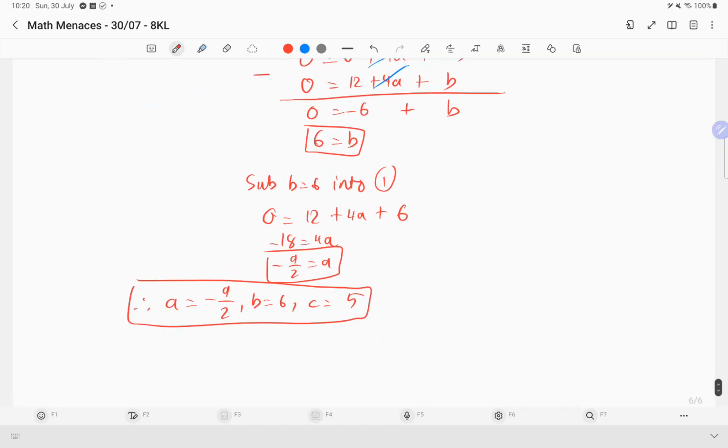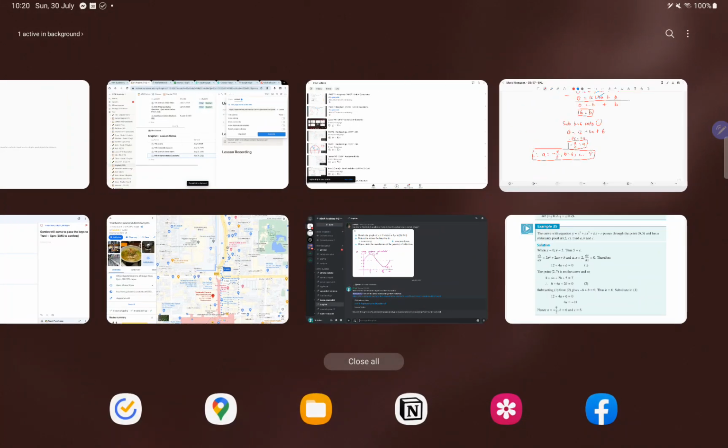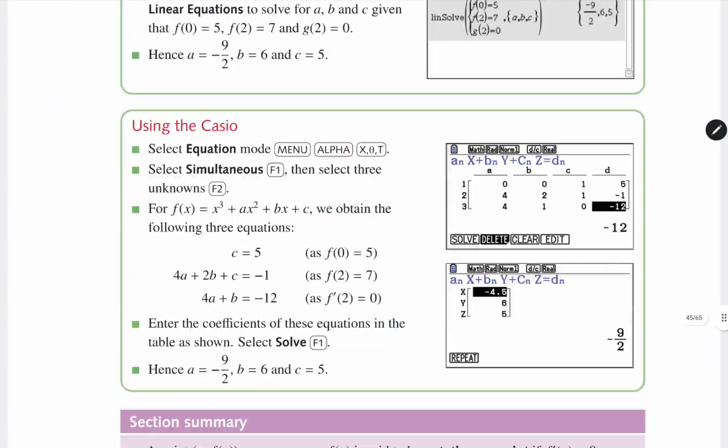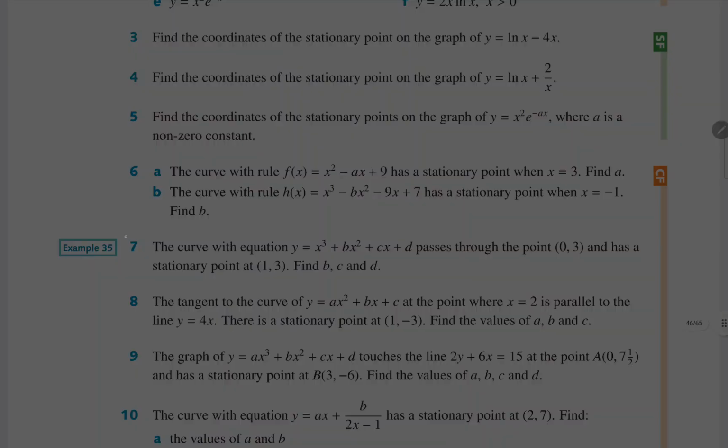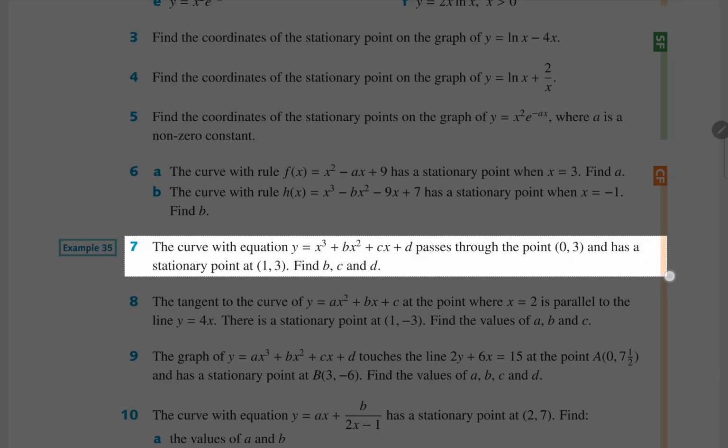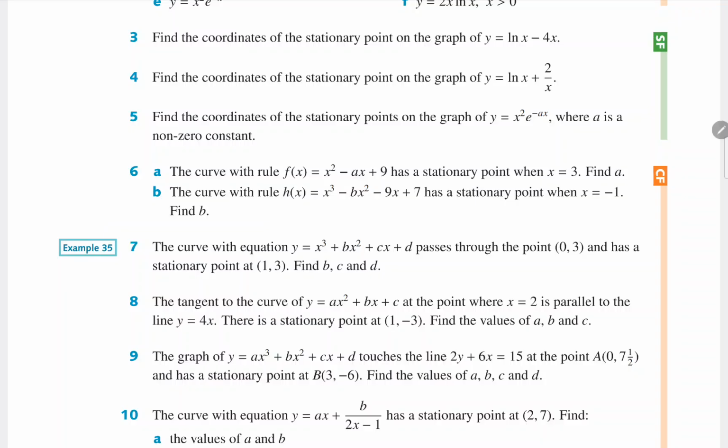Alright, let's try one question. One question, and we'll take a break, Charlie. Okay? Just one question. Just question 7. Alright, just the last one. Question 7, and then we'll take a break. And then we'll move on from this chapter. This terrible chapter.